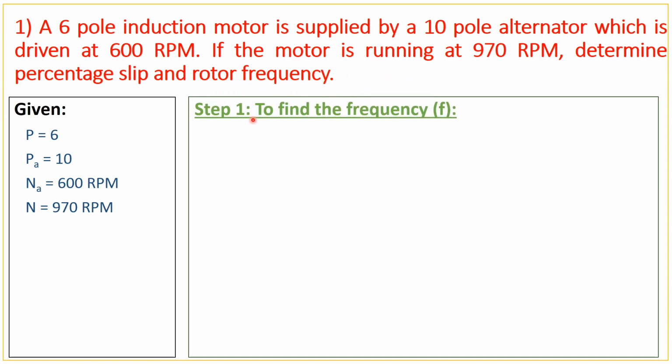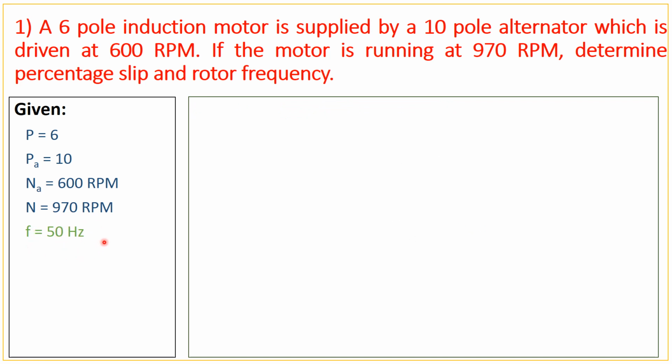So step 1 is to find the frequency. Frequency F is equal to PA NA by 120. I have told you already that the frequency is found from the alternator data. So PA and NA are already known, 10 and 600. Directly substitute it here and you will get 10 into 600 by 120 as 50 hertz. So the frequency I obtain from the alternator is 50 hertz. So F is equal to 50 hertz.